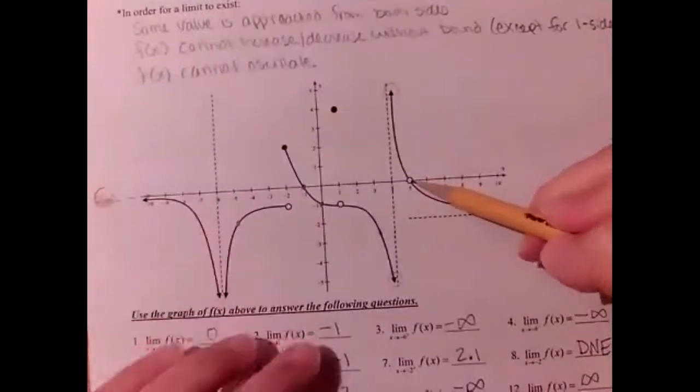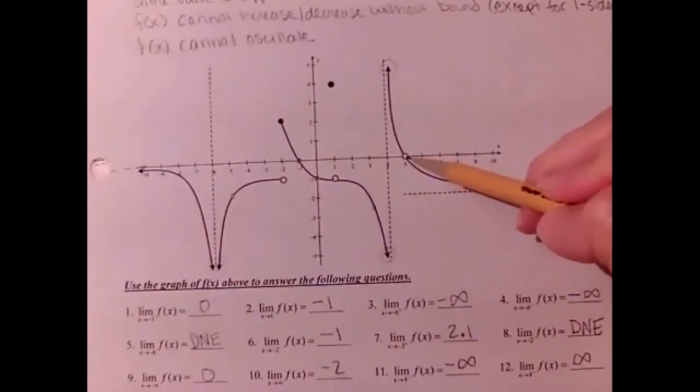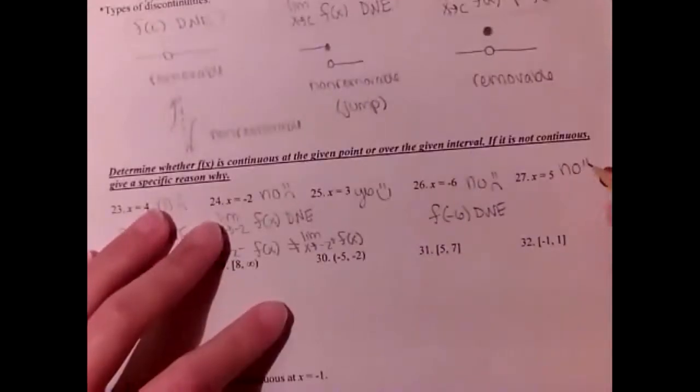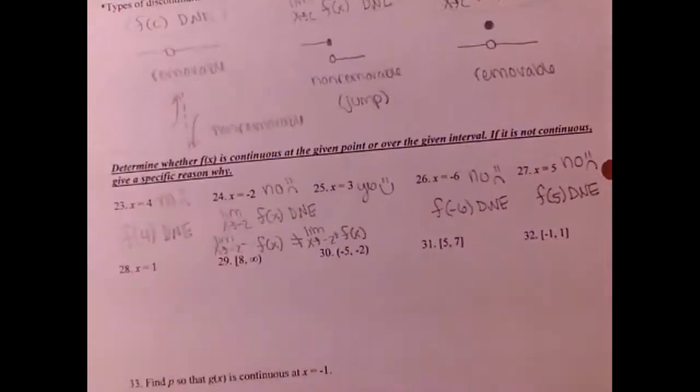All right, so let's look at 5. Here is 5. I will go ahead and tell you we are not continuous there. And it is the same exact problem. We don't have a point. There's nothing filled in there. So I'm going to say no. f of 5 does not exist. There's no point there, so we can't be continuous.